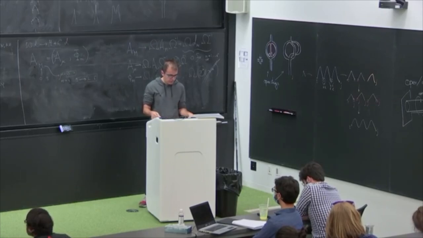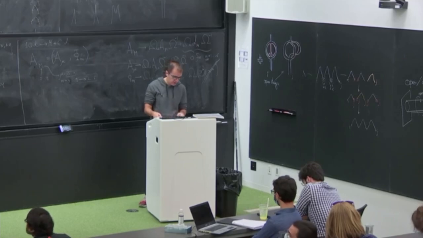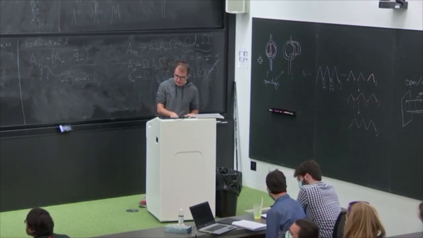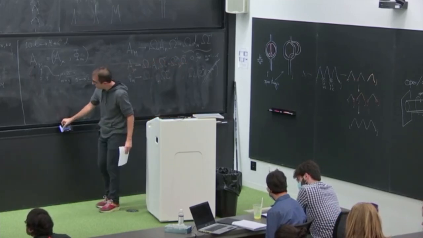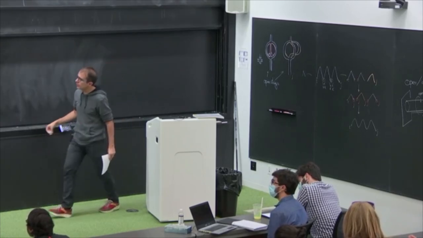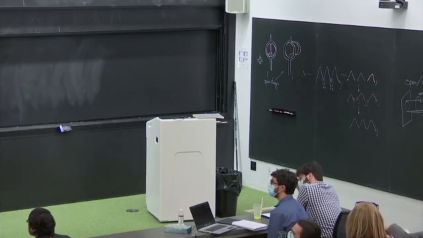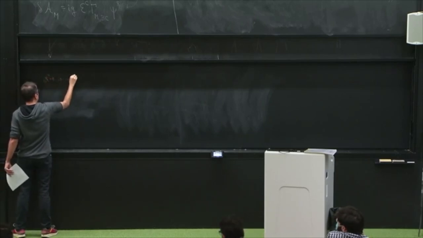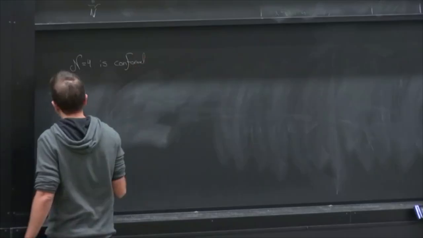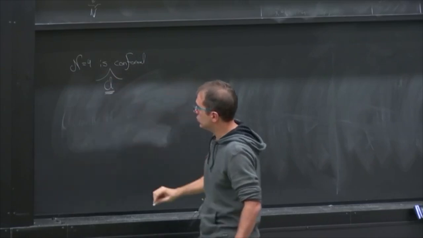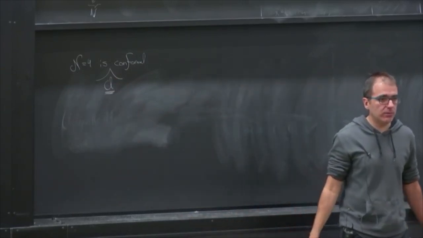Now let's go back to our page. Let me check what are the next formulas there. Yeah, I think this is a good point. So now we have this theory, and we will show soon that N equals 4 is conformal. For now, what we know for sure is that it's classically conformal. But we will show that it's really conformal soon.